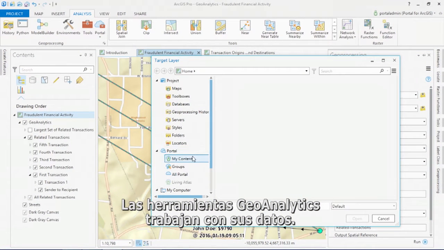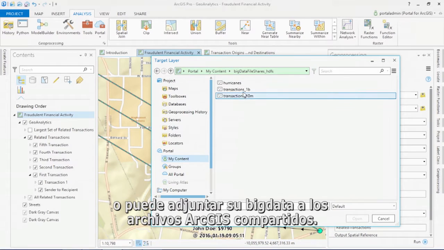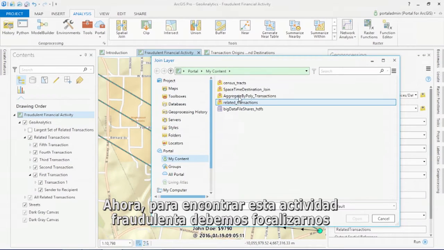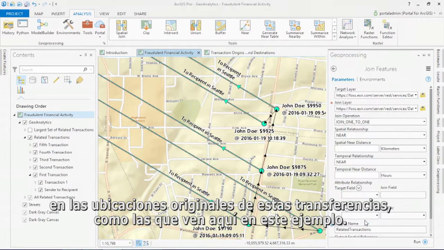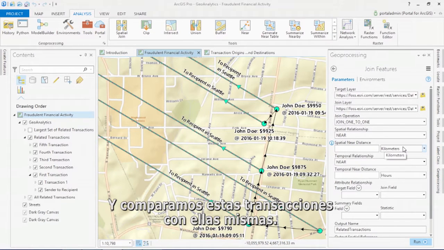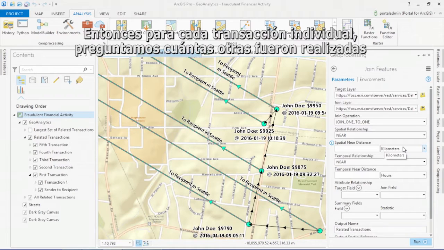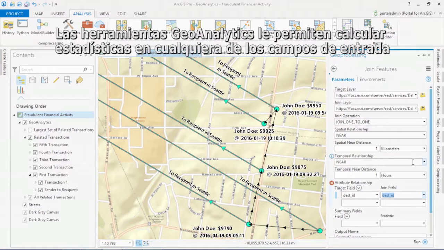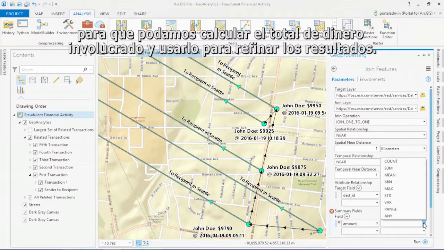GeoAnalytics tools work with your data. You can use them with traditional geospatial formats, or you can attach your big data to ArcGIS as file shares. Now, to find this fraudulent activity, we focused on the origin locations of these transfers, like those that you're seeing here in this example. And we joined these transactions against themselves. So for every single transaction, we asked how many others took place within a kilometer and an hour of it that were going to the same recipient. And GeoAnalytics tools let you calculate statistics on any of your input fields, so we can total the amount of money involved and use it to refine the results.